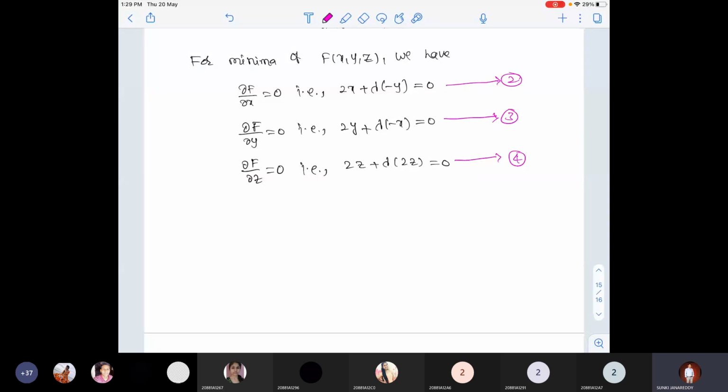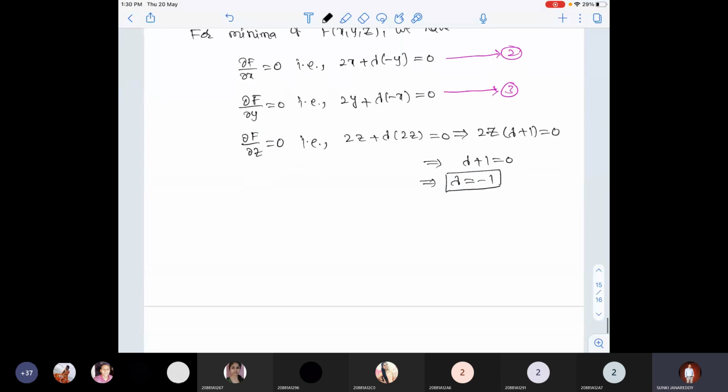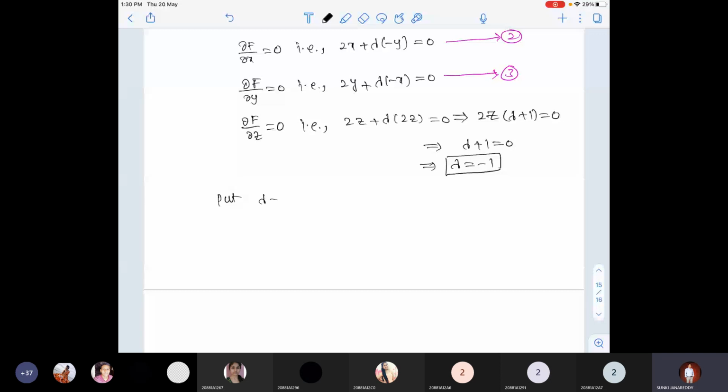From this we can write it like this. The common factor is 2z into lambda plus 1, and that is equal to 0, right? Now z is not equal to 0 only. Since z is not equal to 0, lambda plus 1 is equal to 0. Yes or no? That implies lambda is equal to minus 1. I think you understood up to here.